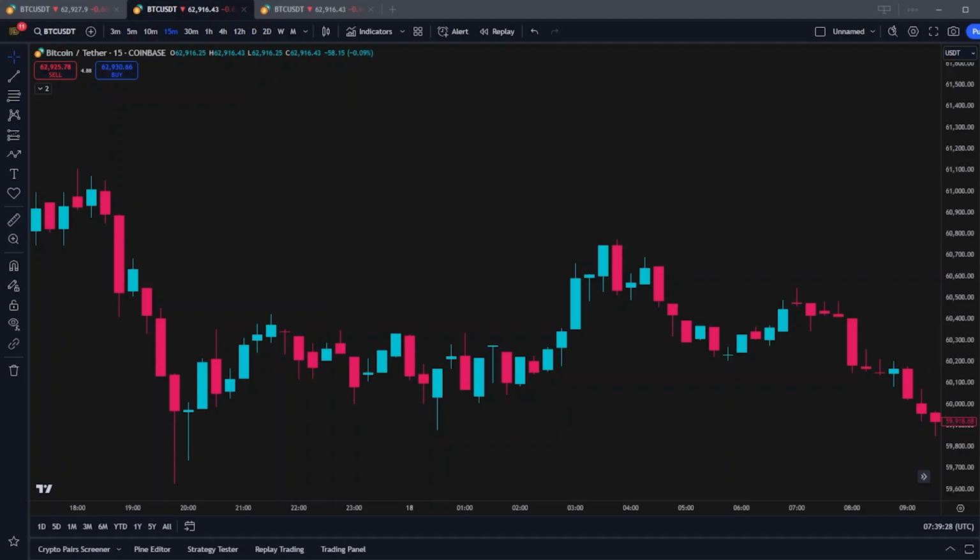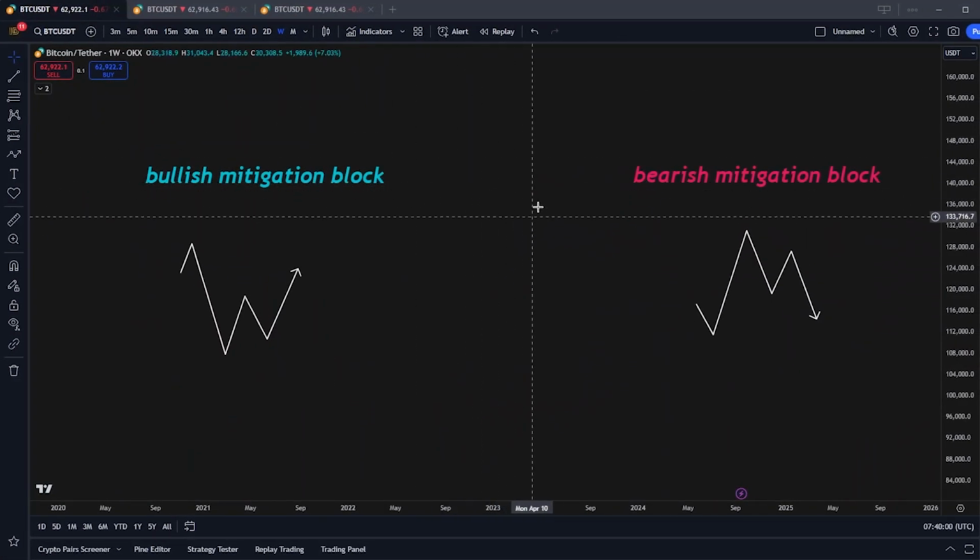And what actually are mitigation blocks? Well, in simple terms, a mitigation block is an area on the chart where the market retraces to balance out an impulsive price move. Whenever there's a big sharp price move in one direction, let's say a strong push up or down, it creates an imbalance in price, often leaving what we call inefficiencies in the market. Now these areas are where the market comes back to clean up or fill that imbalance, and that will be a usual mitigation block.